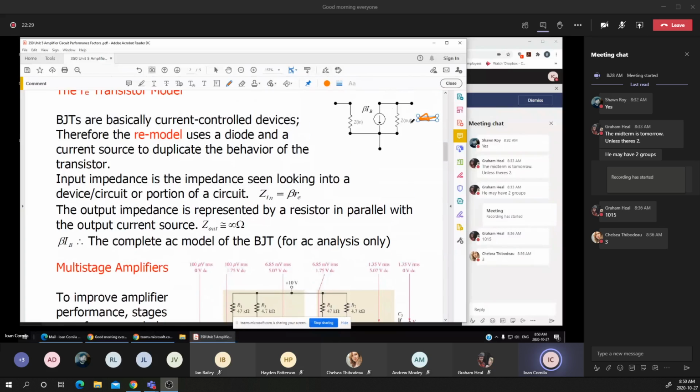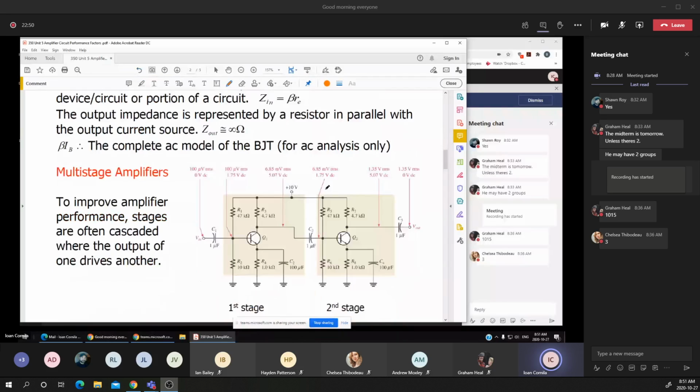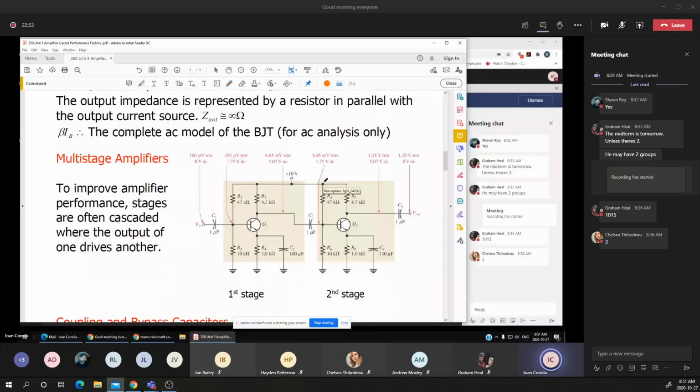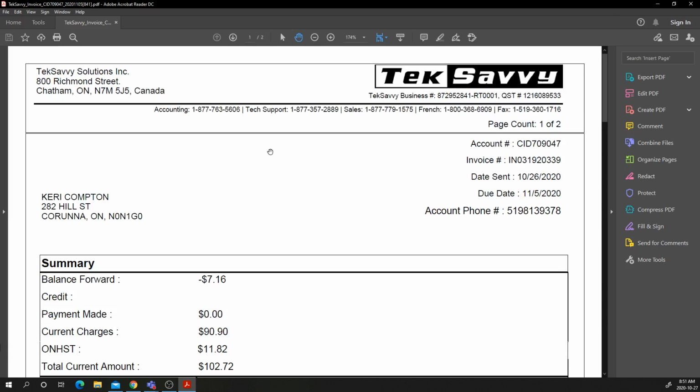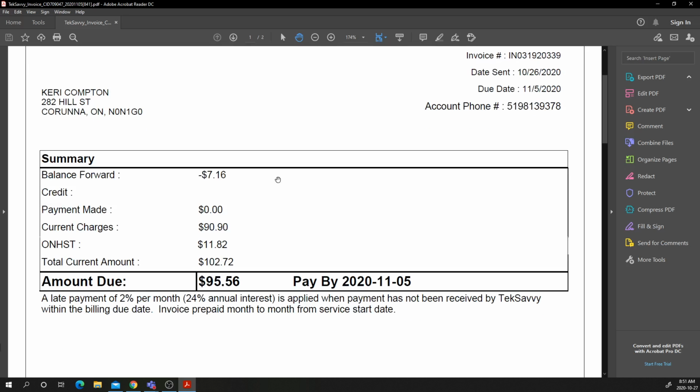On the output, I have the collector and the emitter, and the output impedance of the transistor between the collector and the emitter, or we can approximate that as an infinite ohmic value, or an infinite resistance. Now, for multi-stage amplifiers, in some applications or some cases, we may have to apply 2 or 3 or 4 or 5 stages to amplify a signal.